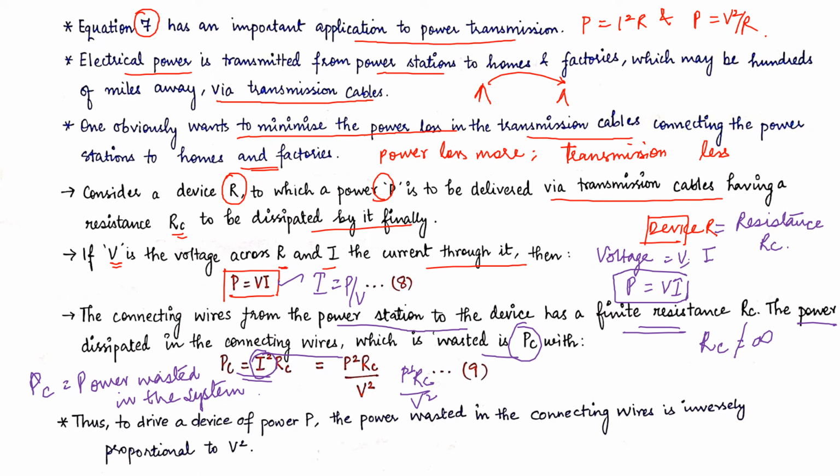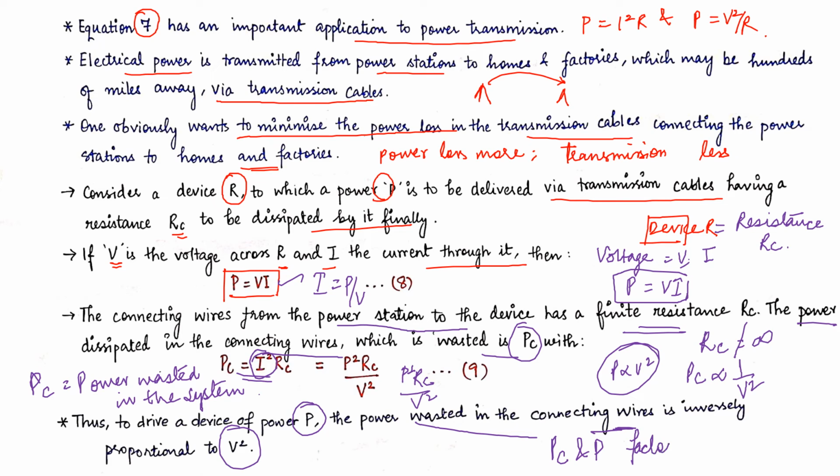Thus to drive a device of power P, the power wasted in the connecting wires is inversely proportional to V square. Power is proportional to V square, but power wasted is proportional to 1 upon V square. Okay, PC and P are related by a factor of RC upon V square. RC upon V square: resistance divided by the square of the voltage.